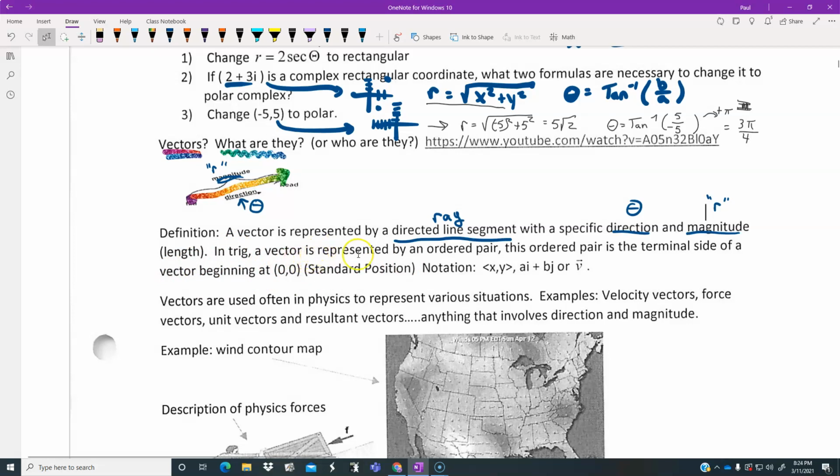Now, in trig, vectors can actually be represented as an ordered pair. Now, this is the part that can kind of be a little confusing. You're like, it's an ordered pair? Well, that ordered pair has its terminal side, meaning one end of the ray starts at 0, 0. So we really like to draw our vectors starting from 0, 0. This is where the ray starts, and then it directionally points in another place.